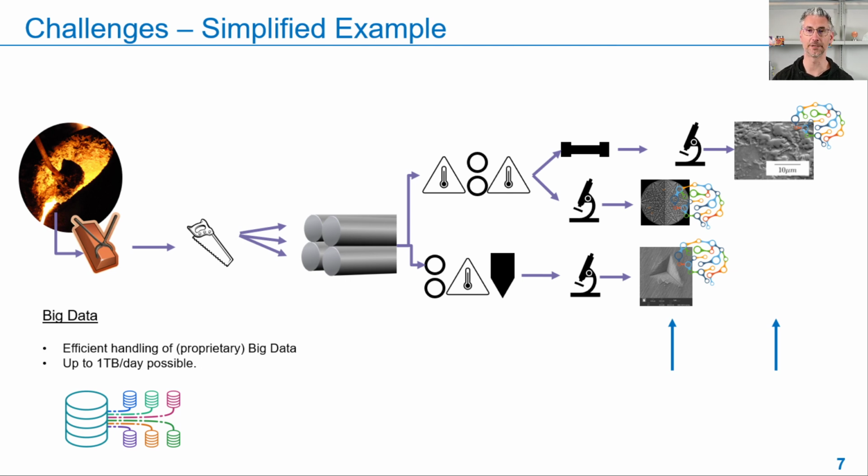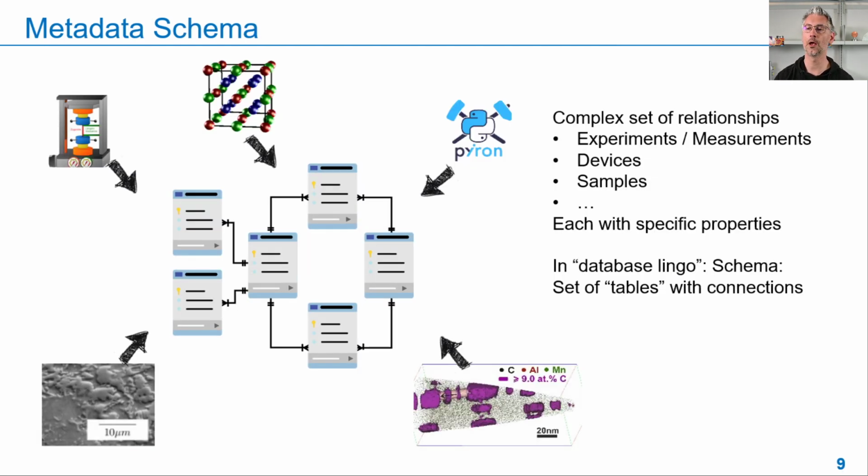Furthermore, some of the experiments may produce quite a large amount of data, so we need to be able to handle this amount of data as well. Once we have summarized all of this, we have already created in the first phase of the CRC a metadata schema that needs to be amended in the second phase.